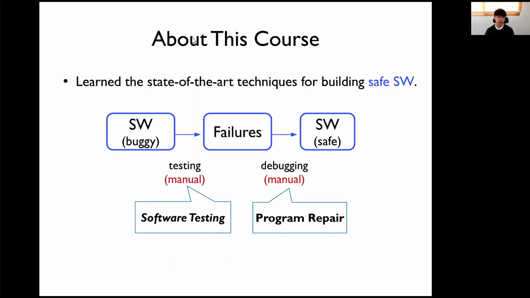During this semester, at a high level, we have learned the essential techniques for building safe and reliable software. As you can see, in the process of traditional software development, domain experts manually found software bugs and manually fixed these bugs so far. To replace this manual testing and manual debugging, we learned two state-of-the-art techniques for software testing and automatic program repair. So let's review the first technique, software testing.